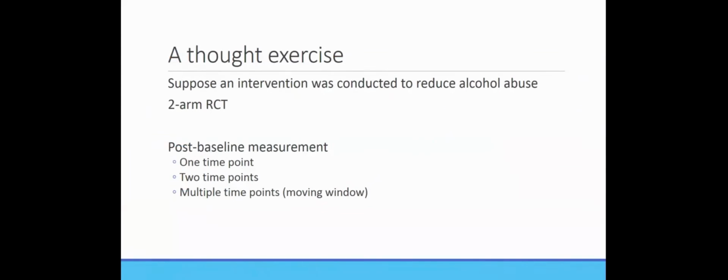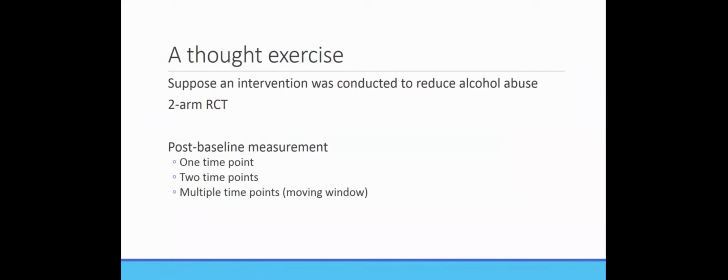So let's just do a thought exercise for a moment. Suppose a behavioral intervention was conducted that was designed to reduce alcohol abuse, and you're going to perform a 2-arm randomized controlled trial, right? So we know how to do this. We conduct a behavioral intervention, and people are randomized to get treatment or to not get treatment.